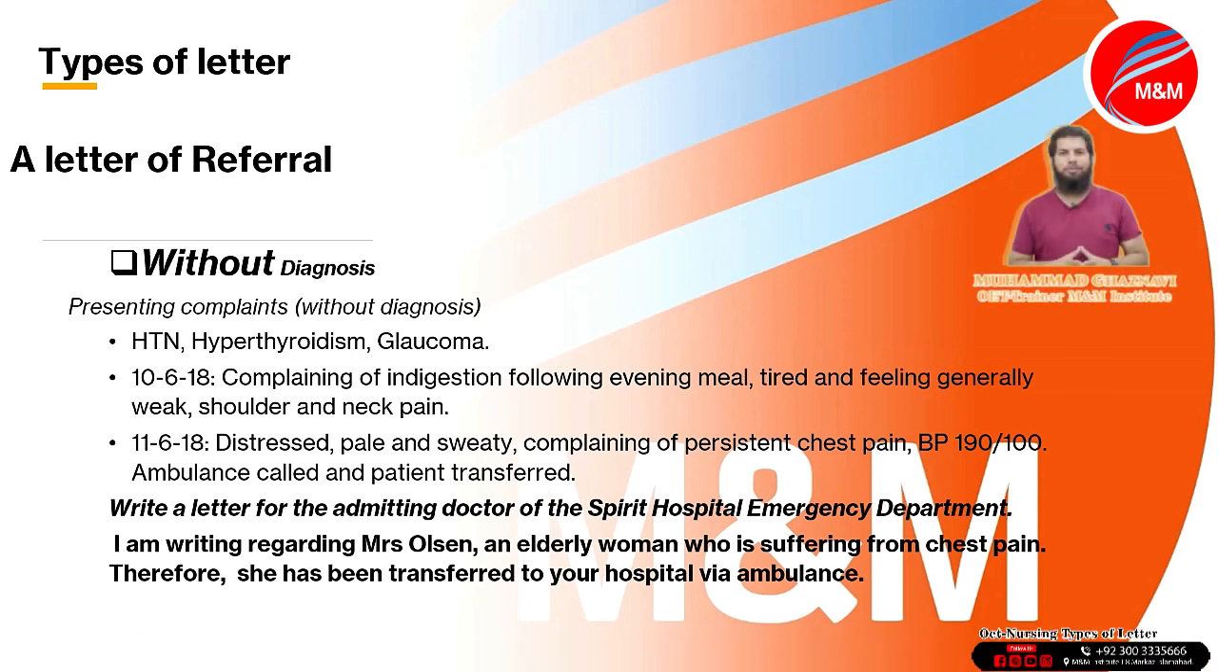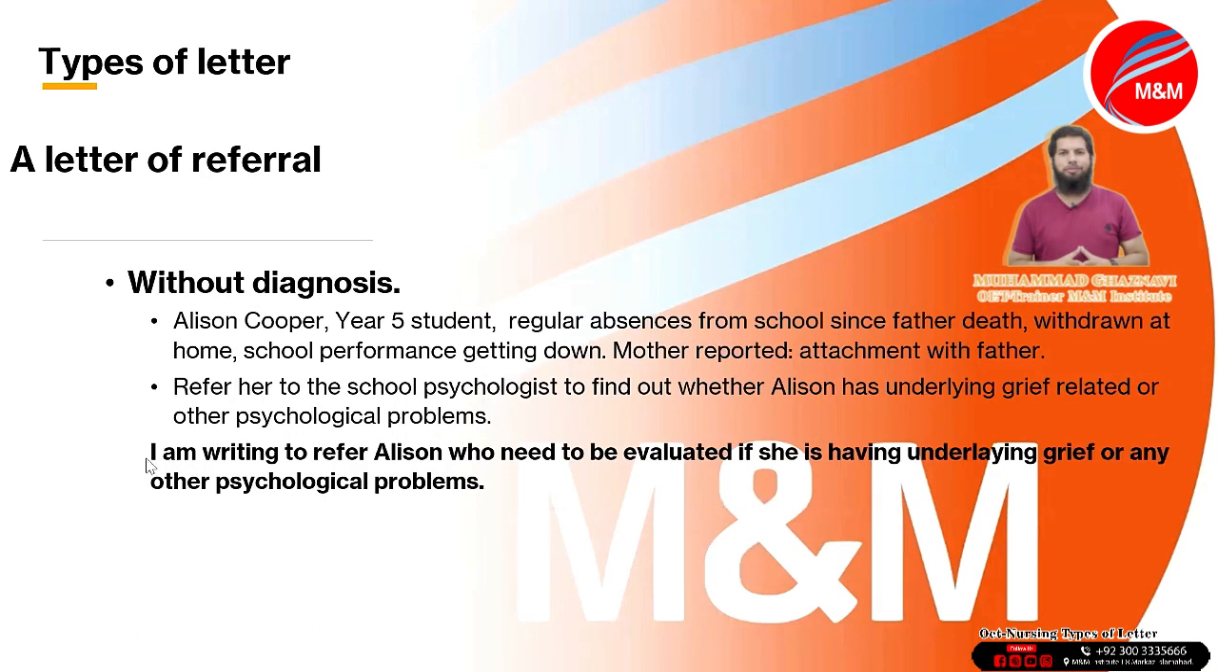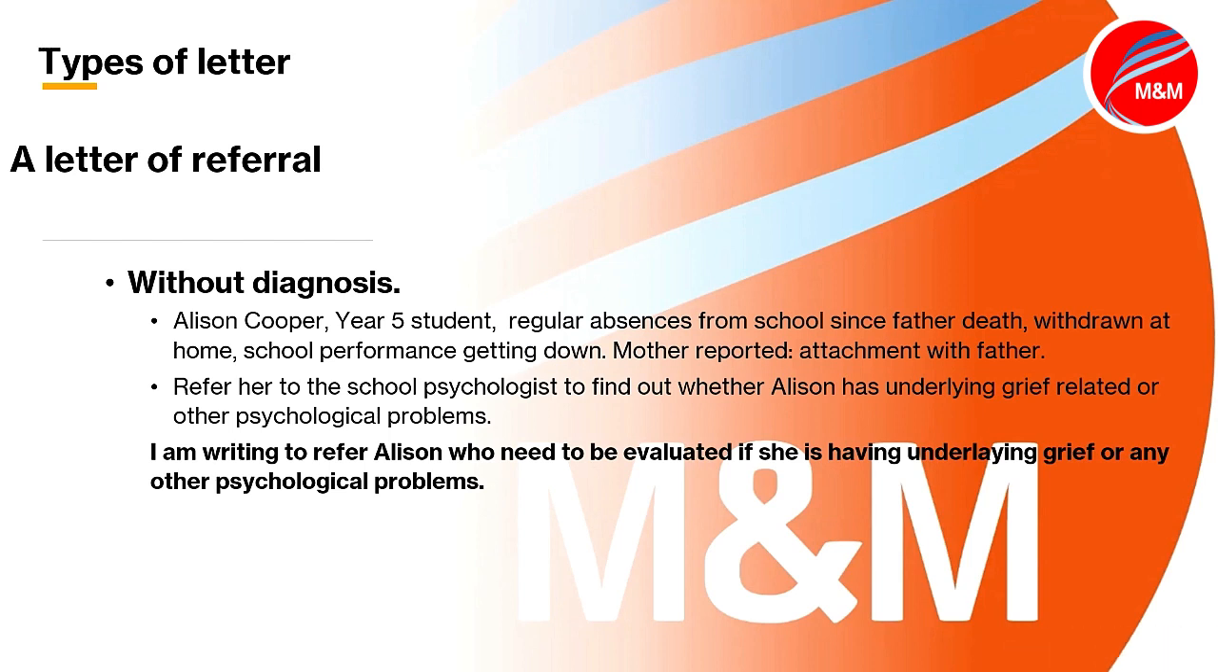Okay, right? Anyhow, then you can see another example without a diagnosis. We do have a patient who has something ongoing in her condition, right? It's a letter that we're writing without a diagnosis, a situation that has to be explained. Refer to a school psychologist to find out whether Allison has underlying grief or what, right? So we can just write that down as it is over here, right?